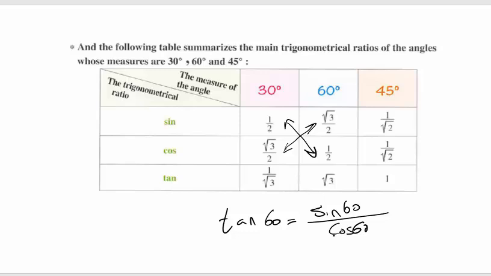Now let's move to the 45 angle. For sure its sine equals its cosine, which is 1 over root 2, 1 over root 2, and the last one is to find that tan 45 equals 1.